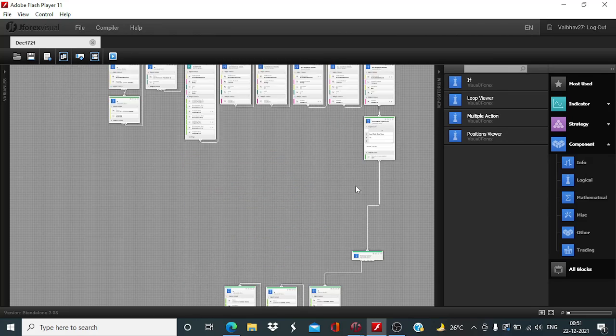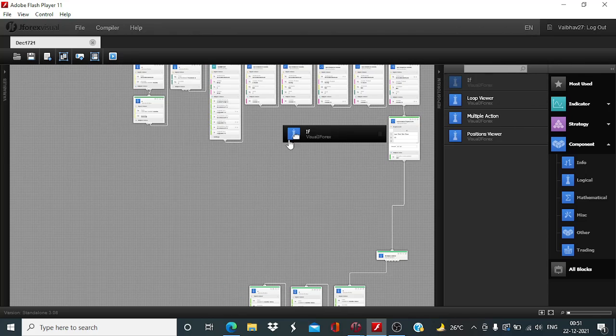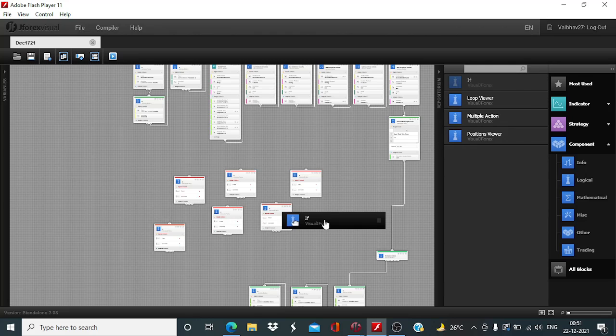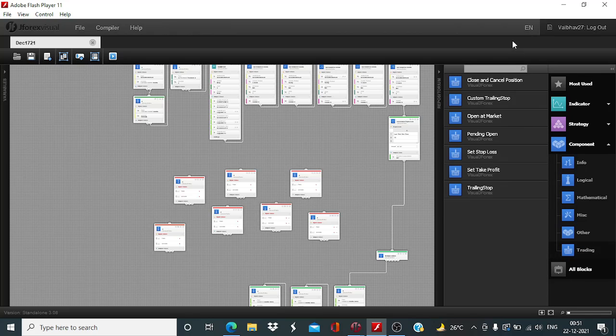So the same number of if blocks will be now put in place, and after that we take in the trade command block. Okay, pending open.